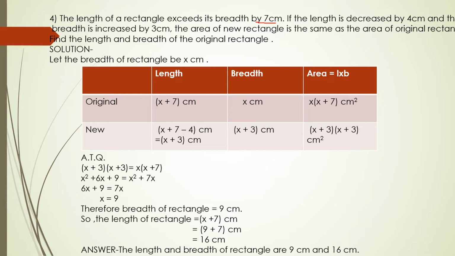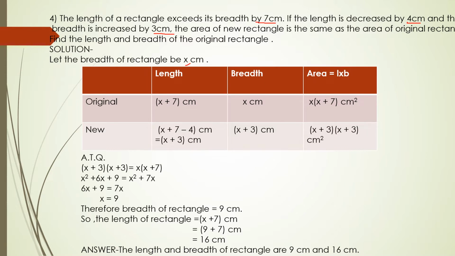If the length is decreased by 4 and the breadth is increased by 3, the new area of the rectangle is the same as the original. Find the length and breadth of the original rectangle. Let's begin. Let the breadth of the rectangle be x centimeter. Again, the tabular form. Children, use this method. Your written work would be minimized, means least written work.